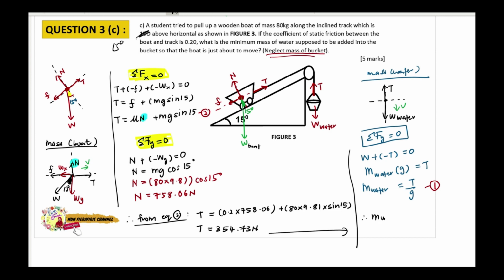Therefore, the mass of the water is equal to tension over the gravitational acceleration. Okay? So, kat sini saya dapat jawapannya 36.16 kg. Okay? So, jawapan ni menarik. Soalan ni menarik, bukan jawapan menarik. Soalan ni yang menarik. Alright.